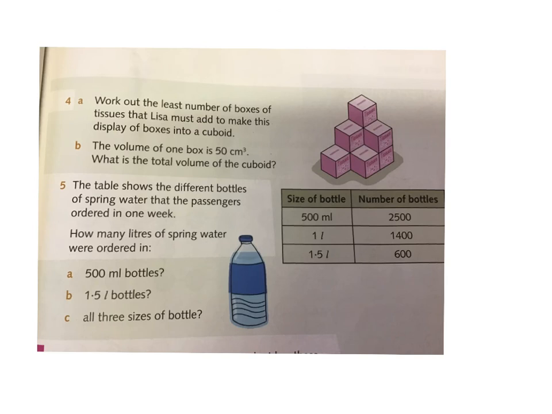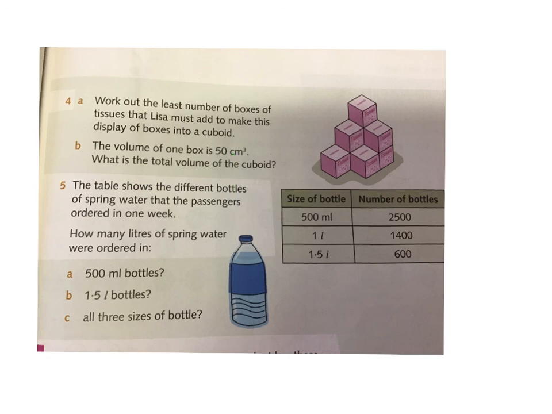Part B of question 4 says the volume of one box is 50 centimetres cubed. What is the total volume of the cuboid? Now, once you've worked out how many cubes you need to make the cuboid, then you can multiply that number by 50, because each cube holds 50 centimetres cubed.